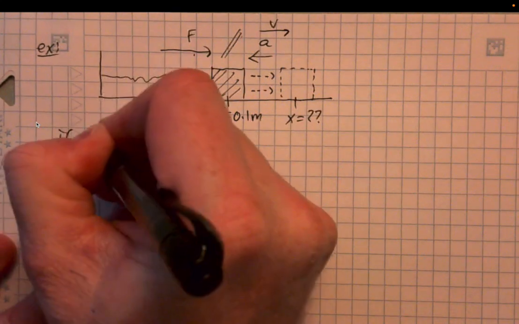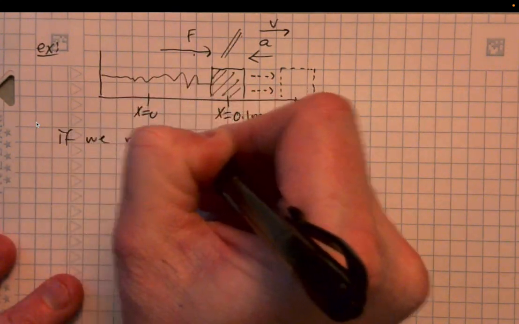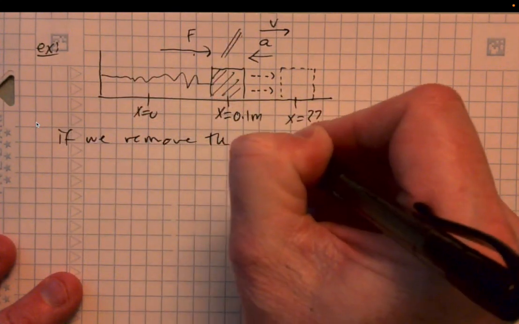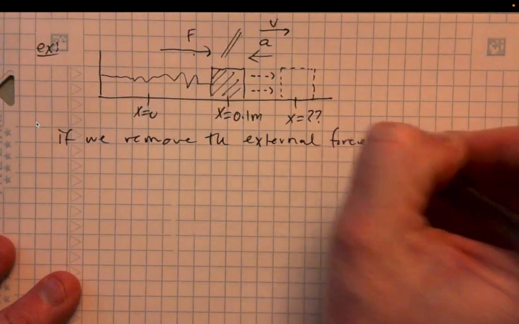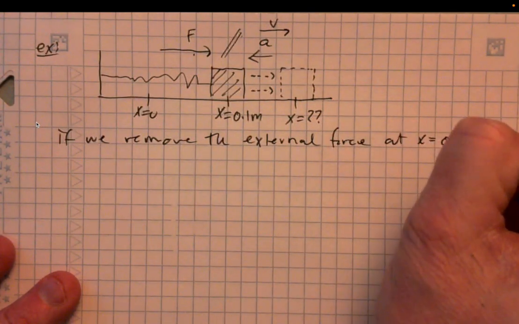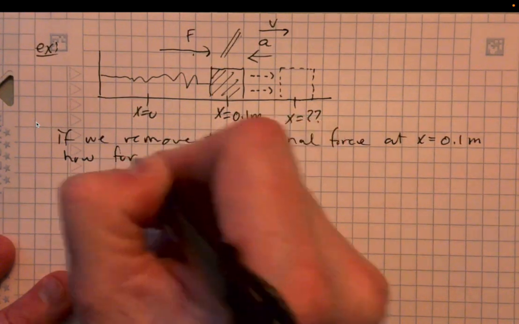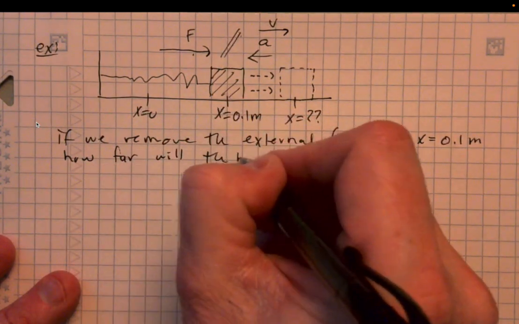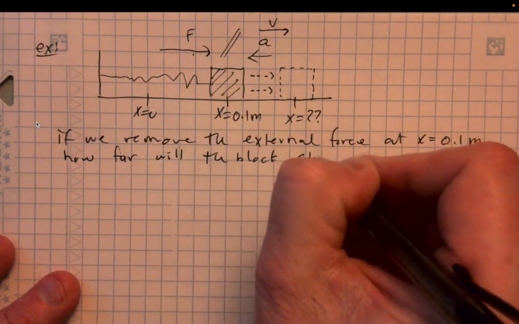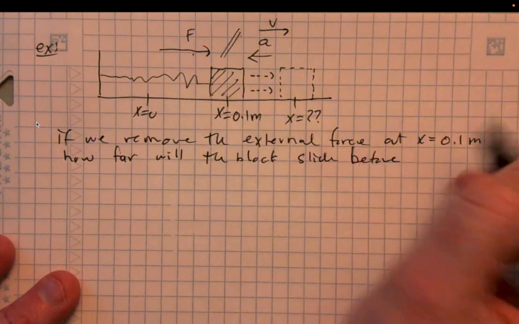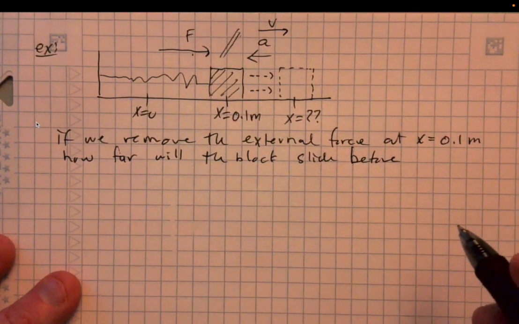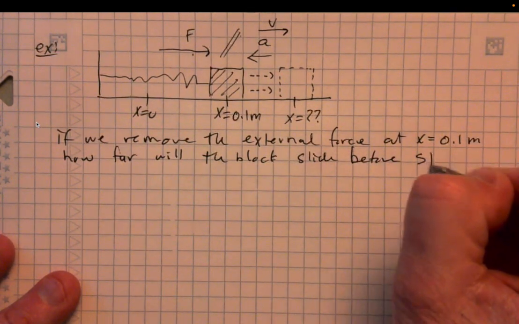So if we remove the external force at x equals 0.1 meters, how far will the block slide before stopping and reversing directions?